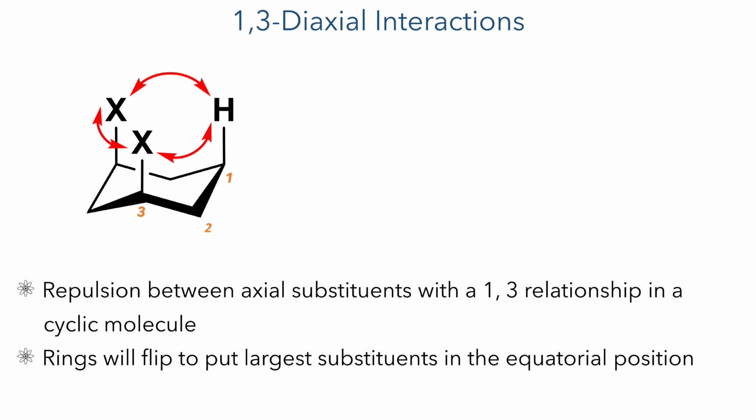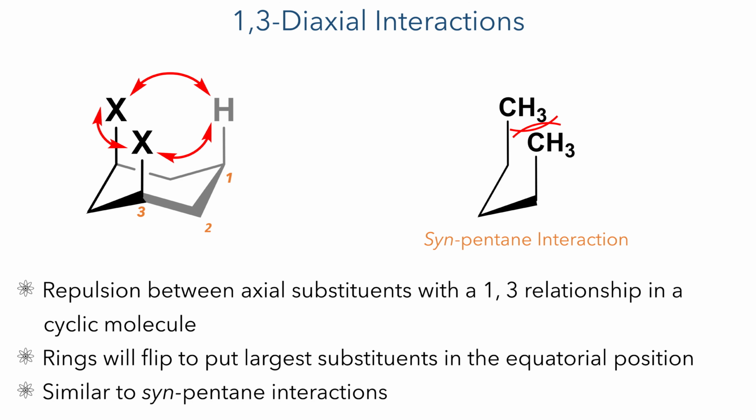One of the most important effects in the conformation of cyclic systems are 1,3 diaxial interactions. This is repulsion between axial substituents that bear a 1,3 relationship on a cyclic molecule. Rings will often flip to put the largest substituents in the equatorial position in order to minimize the strain. This strain is similar to the syn-pentane interactions which we saw earlier in acyclic molecules.